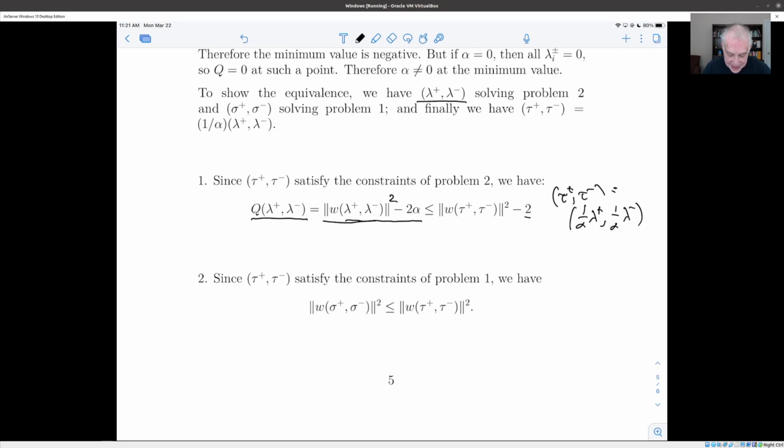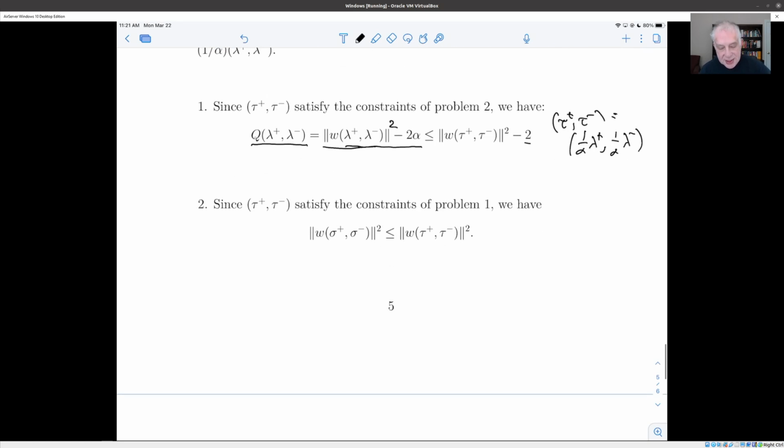Now, the second thing we can notice about tau plus and tau minus is they satisfy the constraints of problem 1, because they sum to 1 and all the lambdas are bigger than 0. But sigma plus sigma minus is the value that gives the smallest value of norm w squared among those that satisfy the constraints of problem 1. So w of tau plus tau minus squared also has to be bigger than w of sigma plus sigma minus squared, because by definition, this is the minimum value. Similarly here, this is the minimum value.